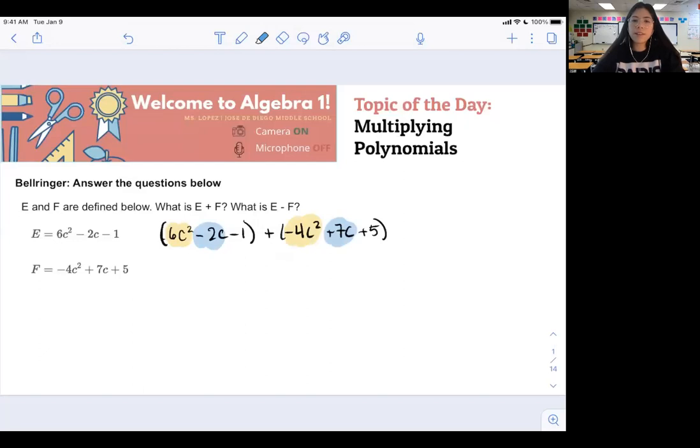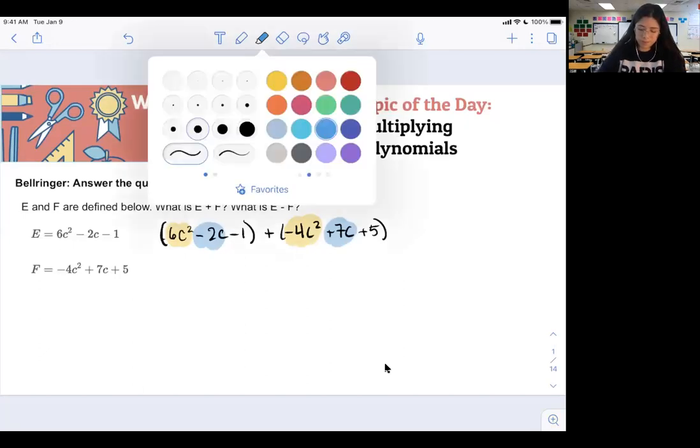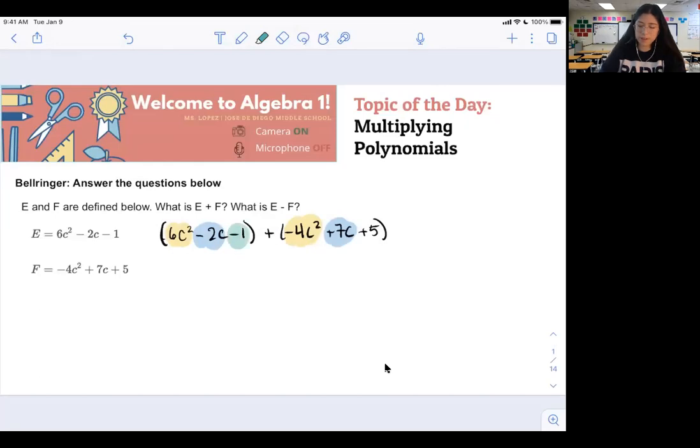Are those last couple of terms like terms? Yes or no? Yes. They are. So -1 and +5 are like terms. Okay, now I found my like terms. I have to combine them.